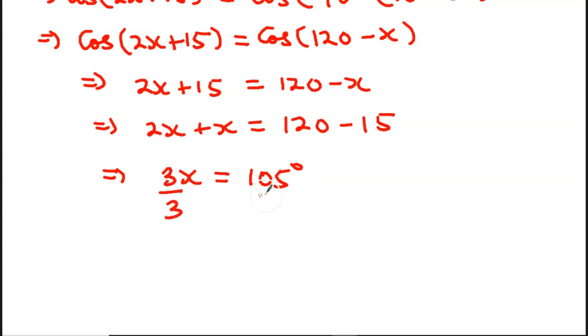Divide both sides by 3. 3 will go into 105, 35. So therefore, our x is 35 degrees. So whichever way you do it, you still get the same answer. Let's look at the second part.